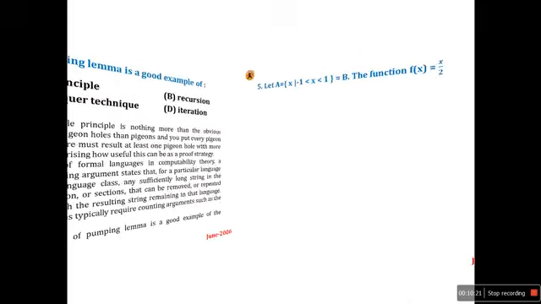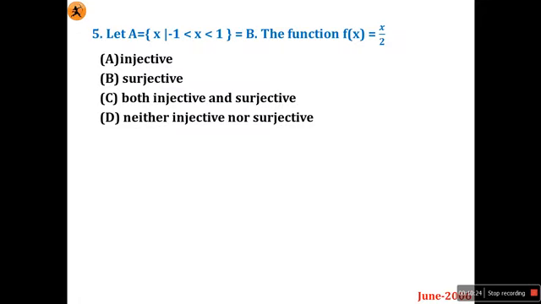The next question: let A equal x, where x takes values from minus 1 to plus 1, equal to B. The function is x by 2, where x takes any value and is divided by 2. Is this function injective, meaning one-to-one, surjective, meaning onto, or both one-to-one and onto, meaning bijective, or neither?